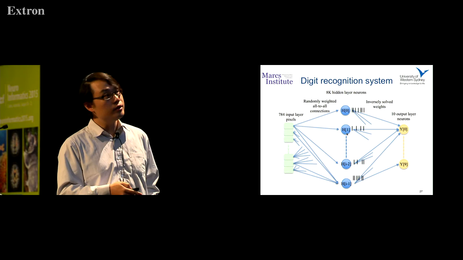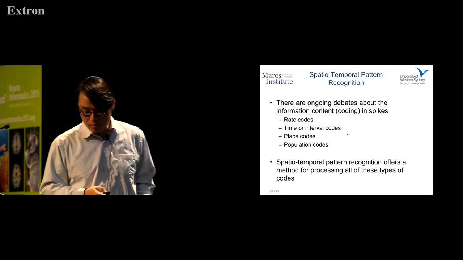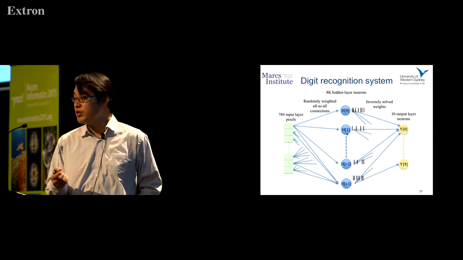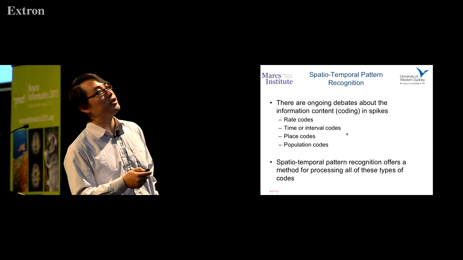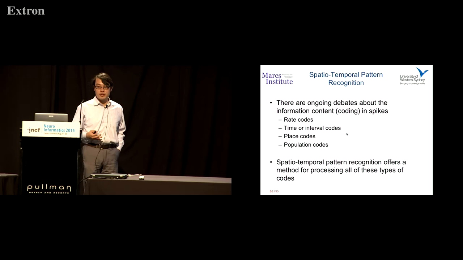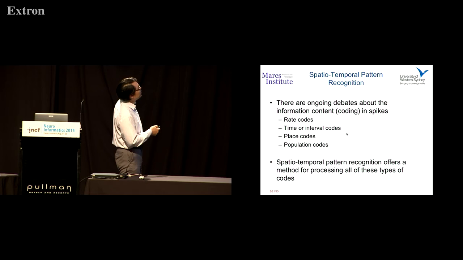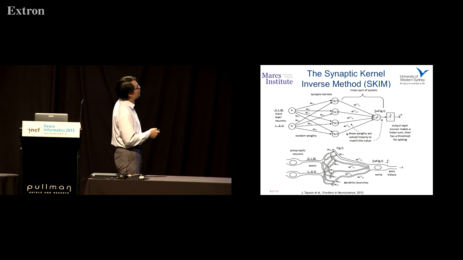And the next one, we're talking about spatial-temporal recognition, because the previous systems are all just vectors with very conventional artificial neural networks. Next, we address more complicated stuff, spatial-temporal pattern recognition, because in our human brain, most information is processed by spatial-temporal patterns rather than vectors. Previously we used the rate code, and here we're going to use this spatial-temporal pattern. This was developed by my co-supervisor, John Tapson.